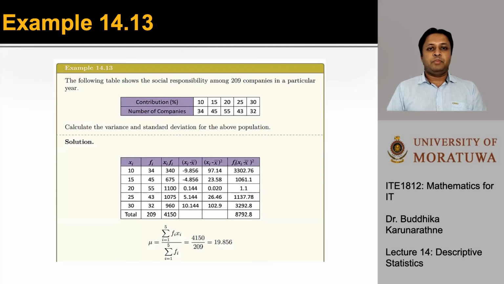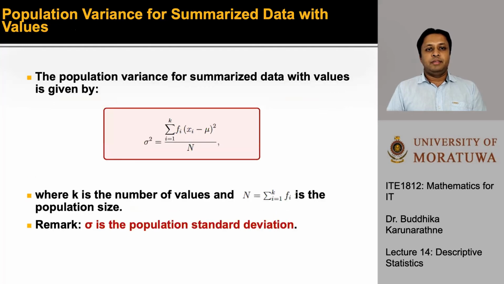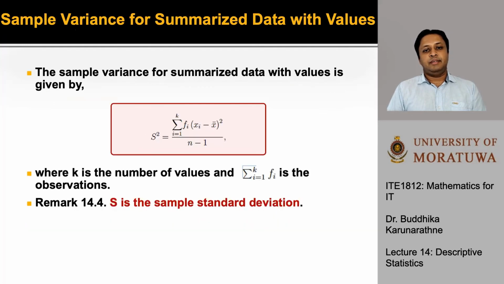So we take an example scenario. You are given a table of data which shows the social responsibility among 209 companies in a particular year. You are given the contribution values from 10 to 30 and the corresponding number of companies, which is the frequency, ranging from 30, 34, 45, 55, and so on. Here you are asked to calculate the variance and standard deviation of the population, so you have to go by the population variance and standard deviation.